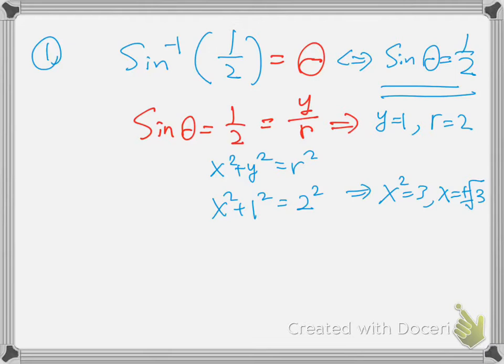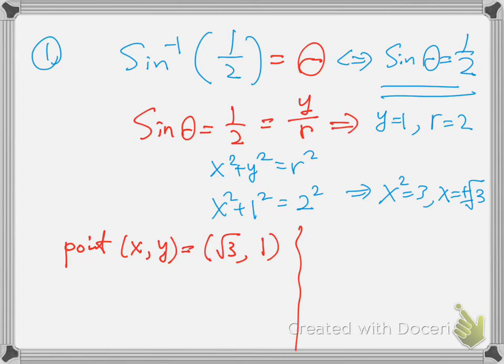If you're familiar with the 30-60 right triangle, you can see it's 1, 2, radical 3. Now let's look at these two cases. In the first case, the point (x, y) is (positive radical 3, 1). In the second case, we choose the negative square root, so the point is (negative radical 3, 1). This is our x and y. r is always positive, r is 2.